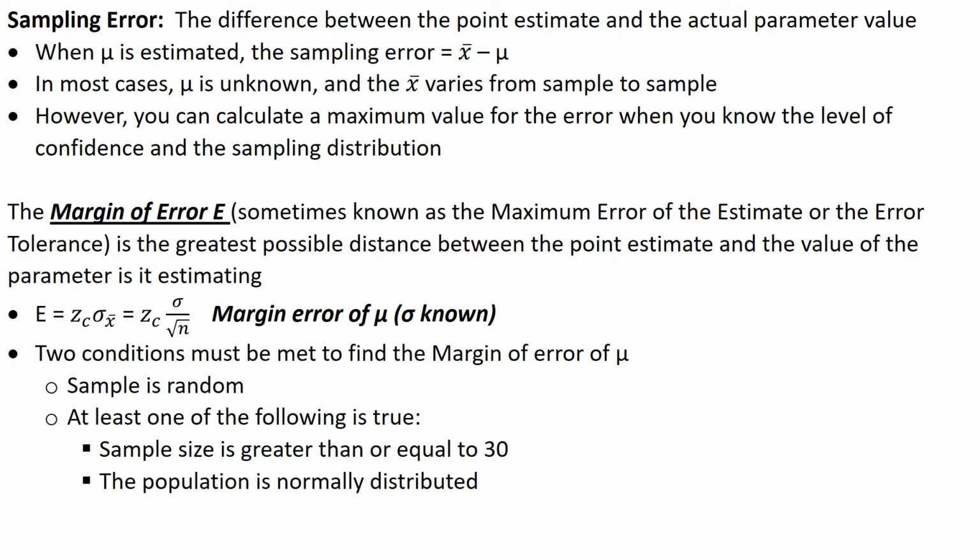And that big E is basically found by the Z we're looking at times the standard deviation of the sample mean. Or another way to find it is Z score times the sigma divided by the square root of the number of samples within that group. You gotta make two assumptions here. The sample size is greater than or equal to 30, and the population is normally distributed. It's a bell curve.